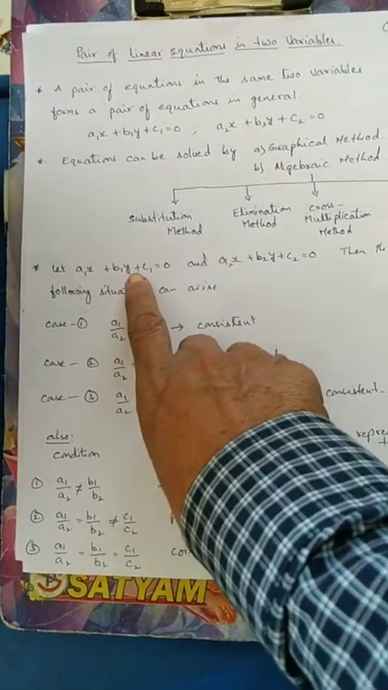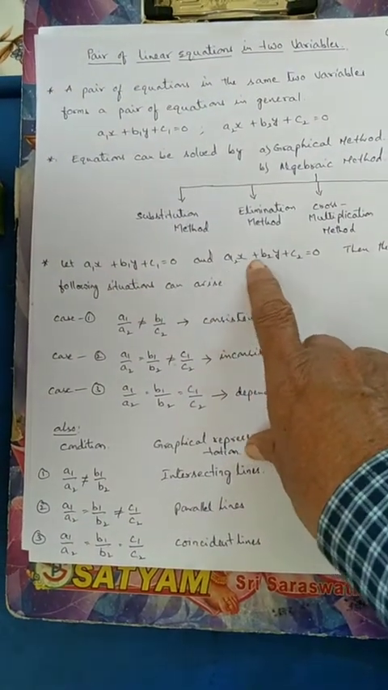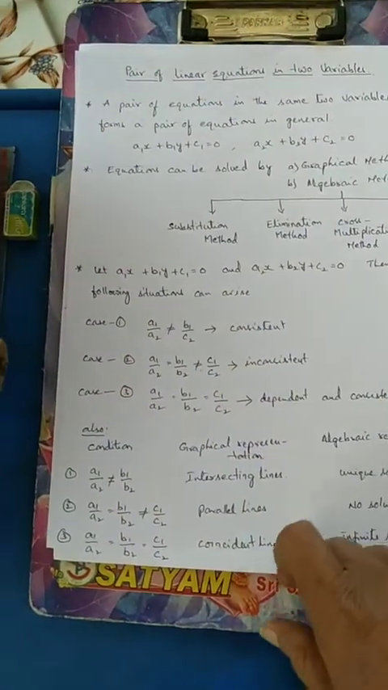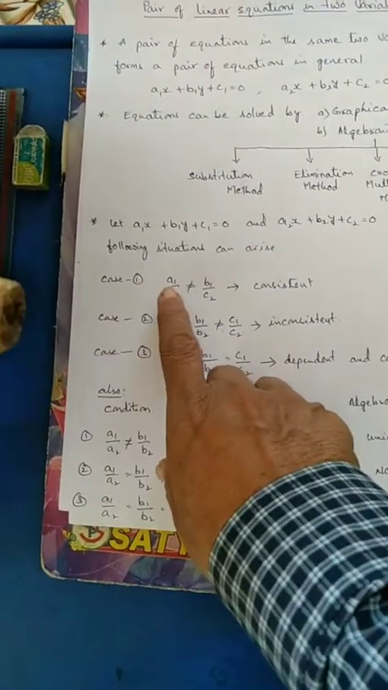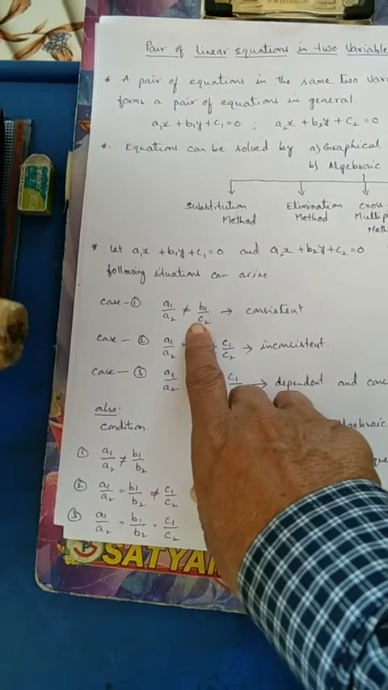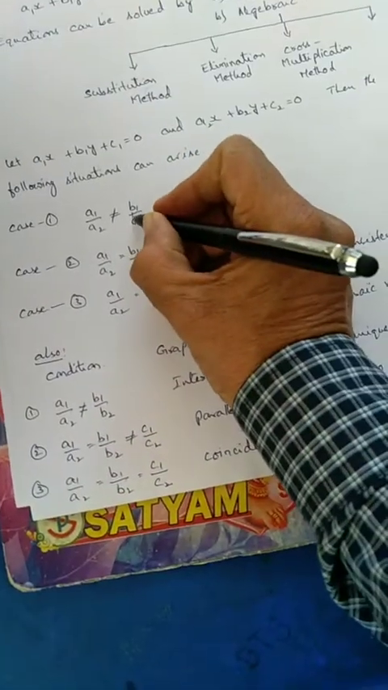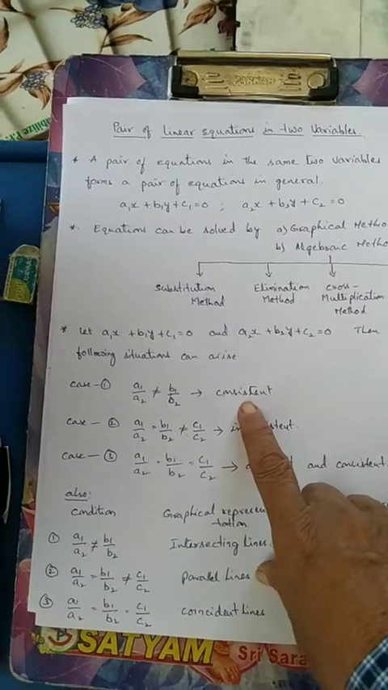Now let a1x plus b1y plus c1 is equal to 0 and a2x plus b2y plus c2 is equal to 0. Then the following situations will arise. The first one, we take case 1. In this case 1, a1 by a2 is not equal to b1 by b2. Then we call this consistent. Now a1 by a2 is not equal to b1 by b2, we call this consistent.